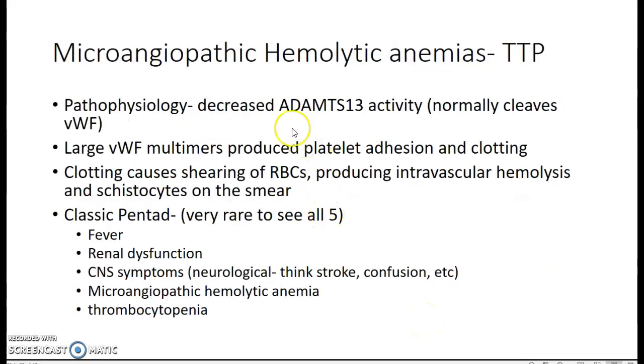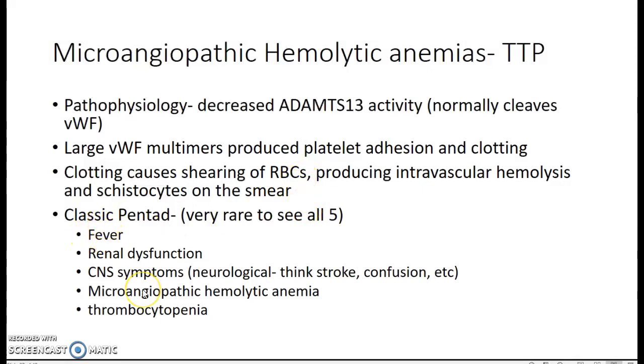So TTP, so this is your microangiopathic hemolytic anemia that's caused by, you have this enzyme called ADAMTS13 that normally cleaves von Willebrand factor, which you guys will learn about more in the clotting and platelet disorders later. But you get these big von Willebrand factor multimers. They kind of produce this platelet adhesion, cause this clotting cascade, and because you have these clots in all these small vessels, it shears the red blood cells. You get schistocytes. You get intravascular hemolysis, and it can be very severe, very deadly.